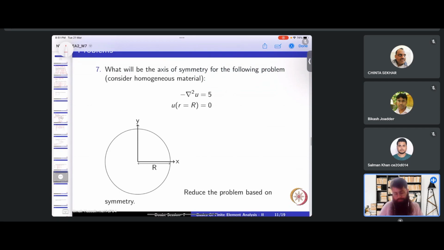Okay, so we are given this kind of problem. This is a strong form with the governing equation and the boundary condition. What would be the axis of symmetry for this kind of problem, or how many axes of symmetry can we have here? We are given a circular domain of radius capital R, and at the boundary of the circle, that is r equals capital R, we apply u equals 0 on the whole boundary.